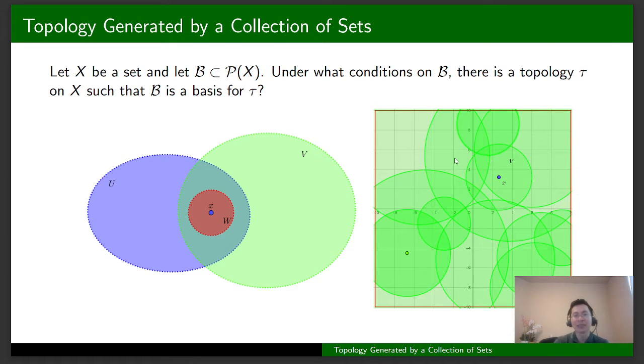And because X is an open set, X can be represented as a union of elements of B. So if we take the union of all sets in B, the union must be X. Equivalently, for any x in X, there is some V in B such that x belongs to V. And it turns out that these two important properties answer our question. That means if B is a collection of subsets of X that satisfies these two important properties, then there is a topology tau on X such that B is a basis for the topology tau.